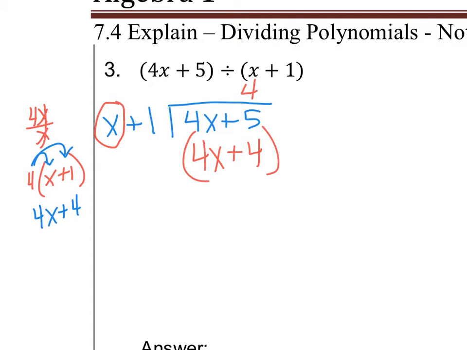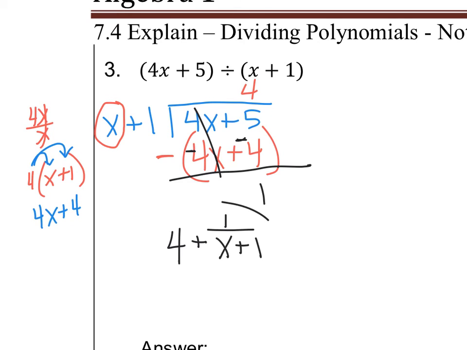I'm going to bring it down in parentheses because when we subtract, that means we're going to have to change the sign of both terms because we're subtracting this entire binomial. So that really means that's a negative 4x inside and a negative 4. That'll help us subtract. So 4x minus 4x, those cancel. 5 minus 4 is 1. So that's my remainder. So my answer is 4 plus my remainder 1 over my divisor. There's my answer.